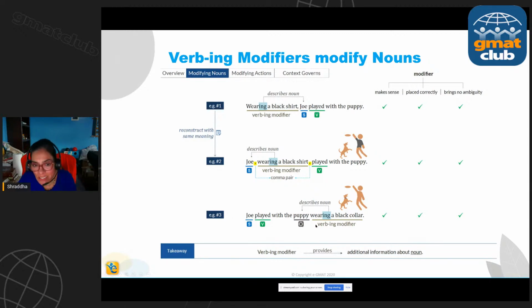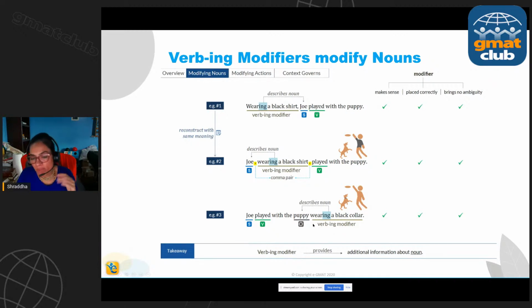So, these are different structures in which we can use the verb ing noun modifier. Always remember this, that's our takeaway, that a verb ing noun modifier provides additional information about the noun that is placed next to it. And another thing to notice over here is that the action presented by this modifier, wearing, presents an action that is done by the modified noun. For example, Joe himself was wearing a black shirt. Puppy was wearing a black collar. So this is a distinction.